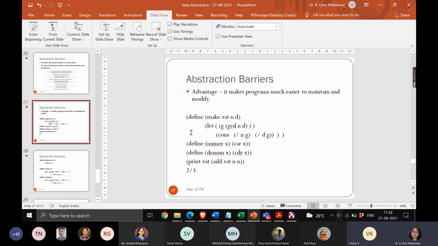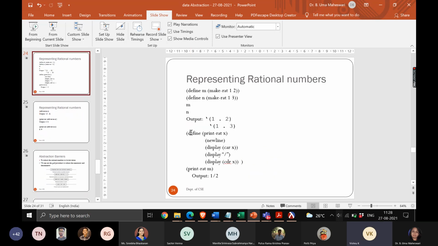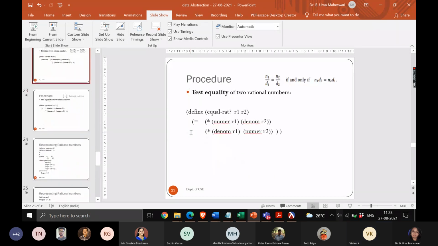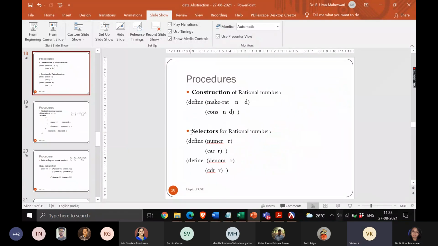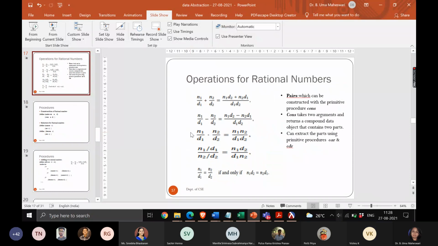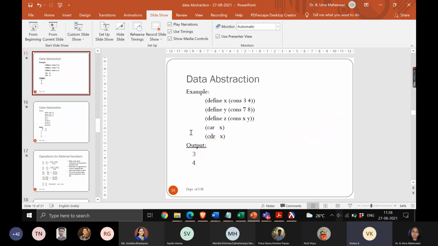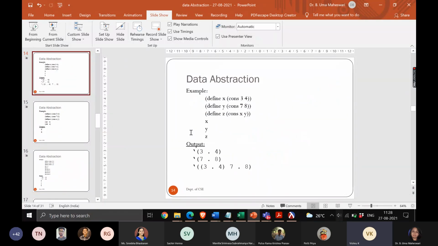Ma'am, excuse me. In the beginning of the session, you showed a place where cons of the rational number was used. Can you please go to that slide? Which one? Before the procedures. Before we started the operations. Yeah, before this. Here, ma'am. This one.